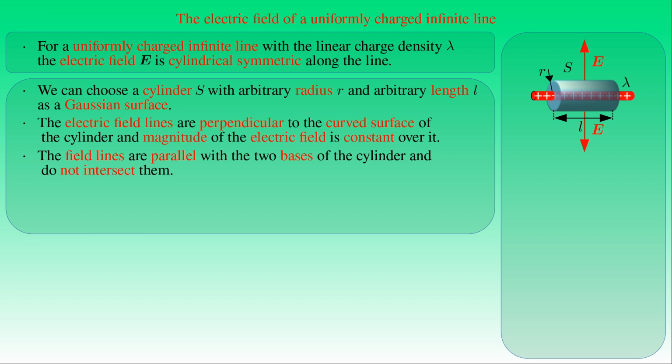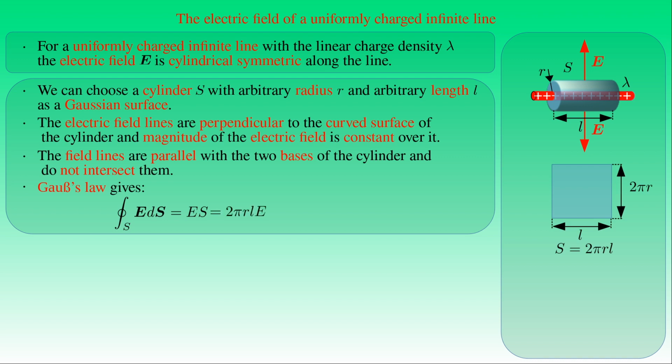Then the integral of the electric field E over the Gaussian surface S reduces to the integral over its curved surface, which is equal to the magnitude E over the surface, times the area S of the surface. The area of the curved surface is given by the product of the circumference of the bases, times the height of the cylinder, that is 2 pi times r times L. As a result, the electric flux through the cylinder is equal to 2 pi times r times L times E. Gauss's law states that the electric flux through the Gaussian surface S is given by the charge q enclosed by the surface over epsilon naught. Here the charge q is equal to the linear charge density lambda times the length L.